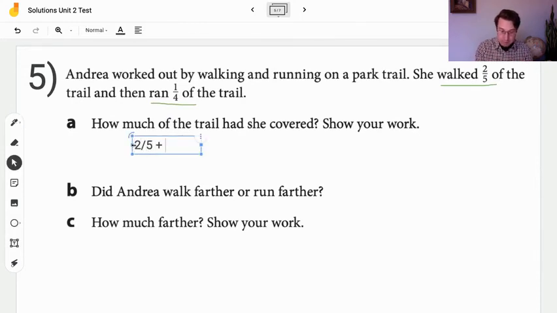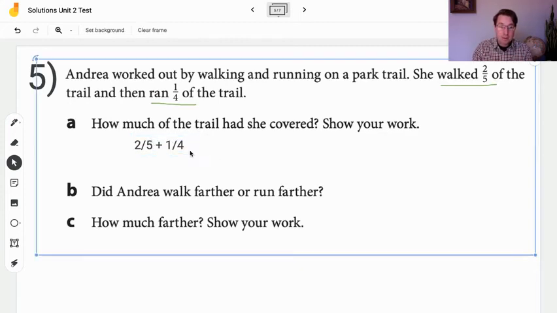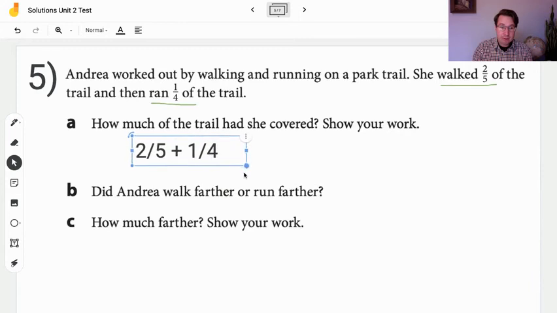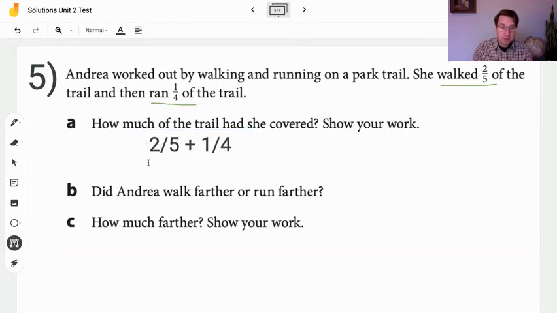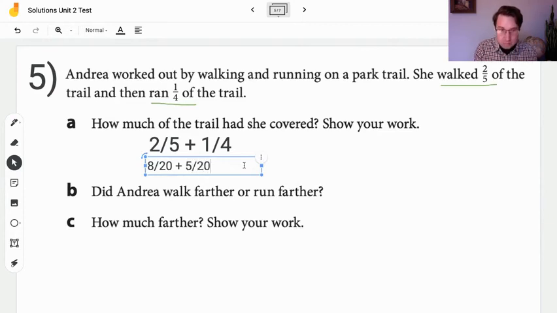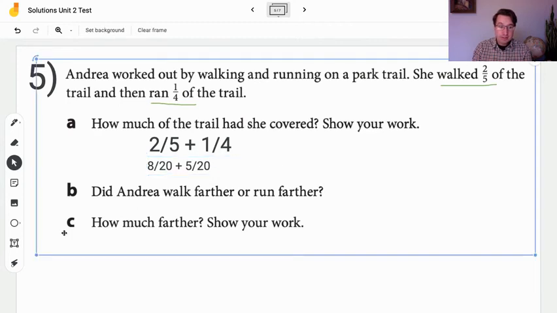2/5 plus 1/4. We know from earlier in the test that 5 and 4 have a lowest common multiple of 20. So let's convert this to 20ths. 5 times 4 is 20. 2 times 4 is 8 20ths. I think we had that earlier in the test somewhere. Plus 1/4 is 20ths. 4 times 5, 1 times 5, 5 20ths.